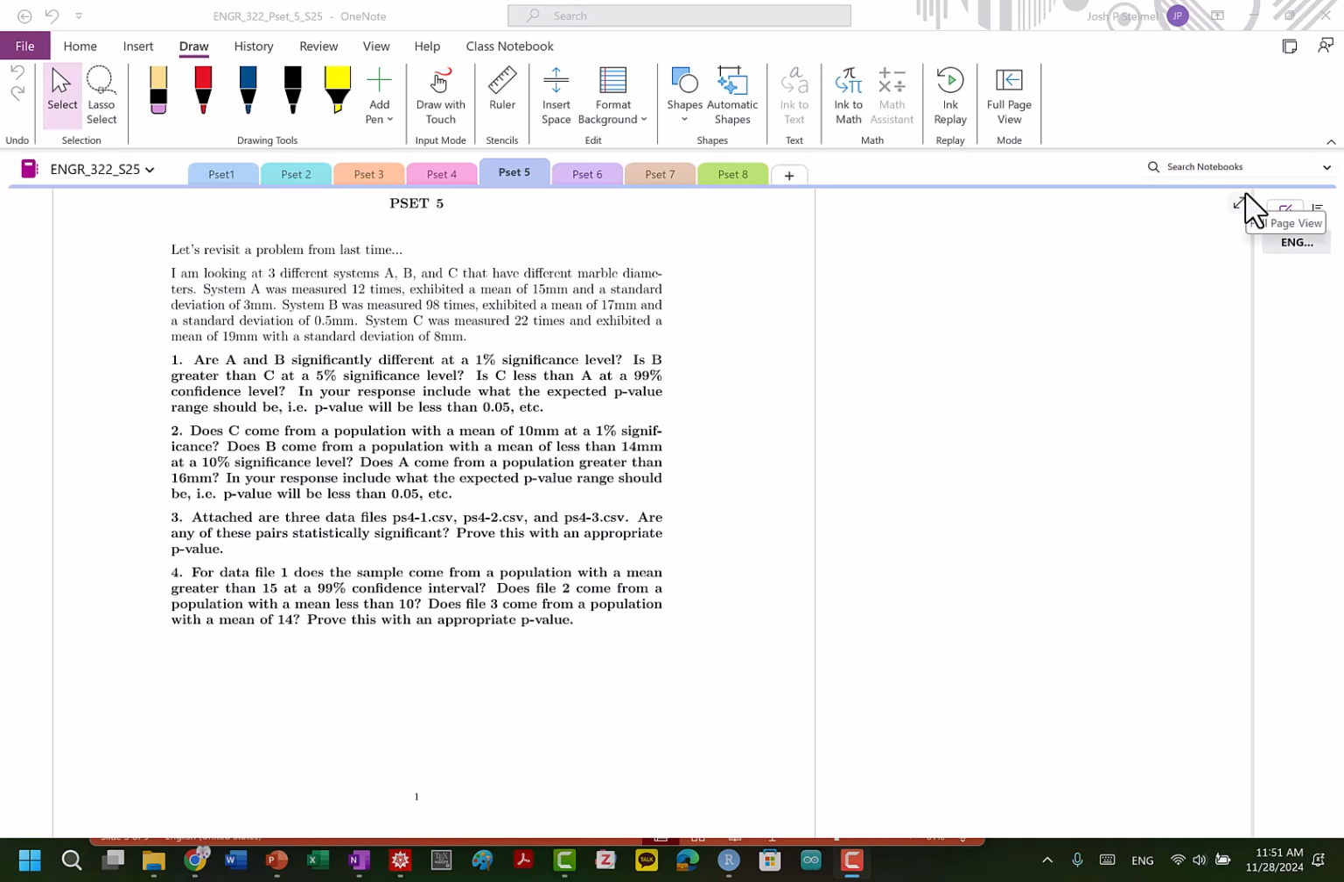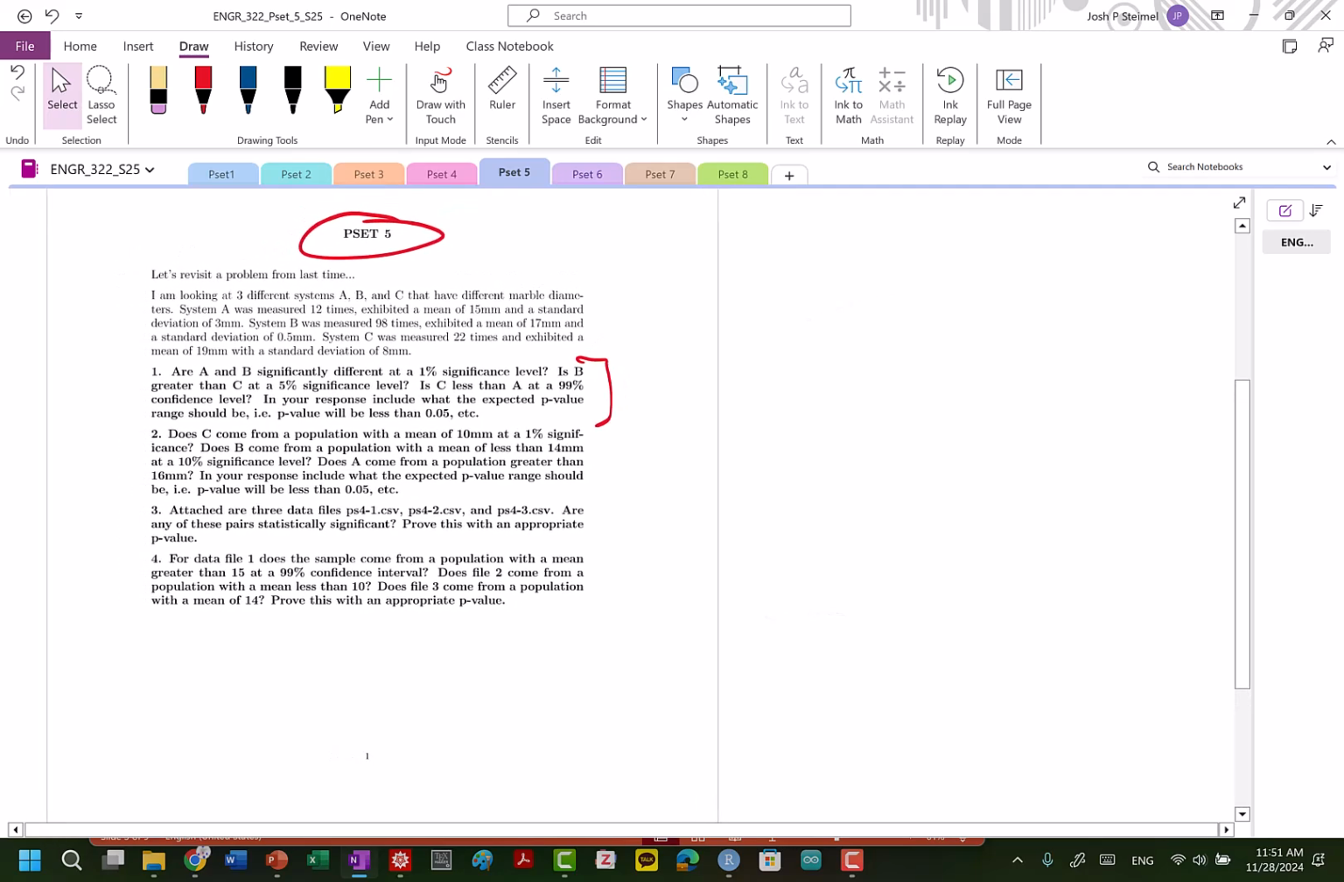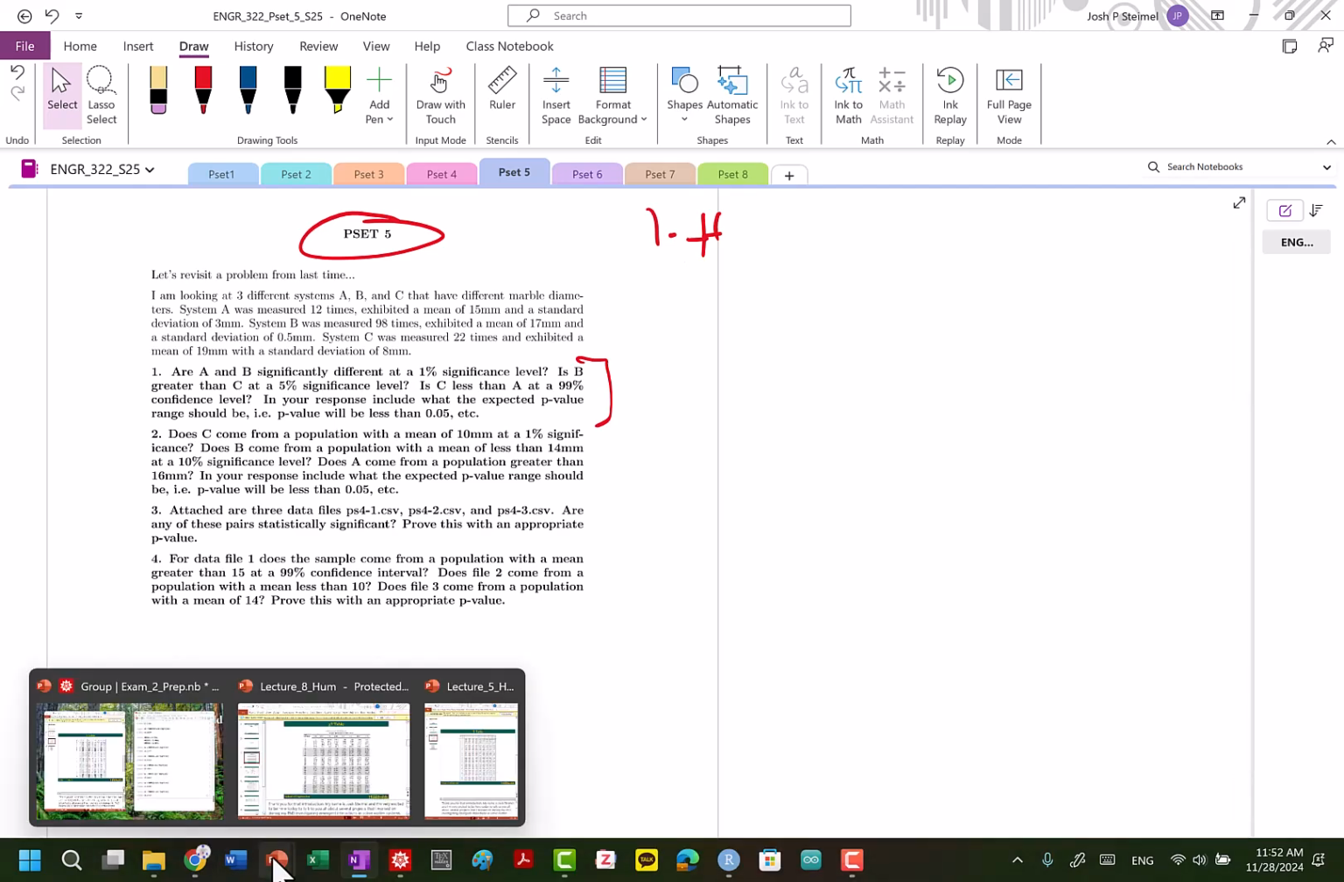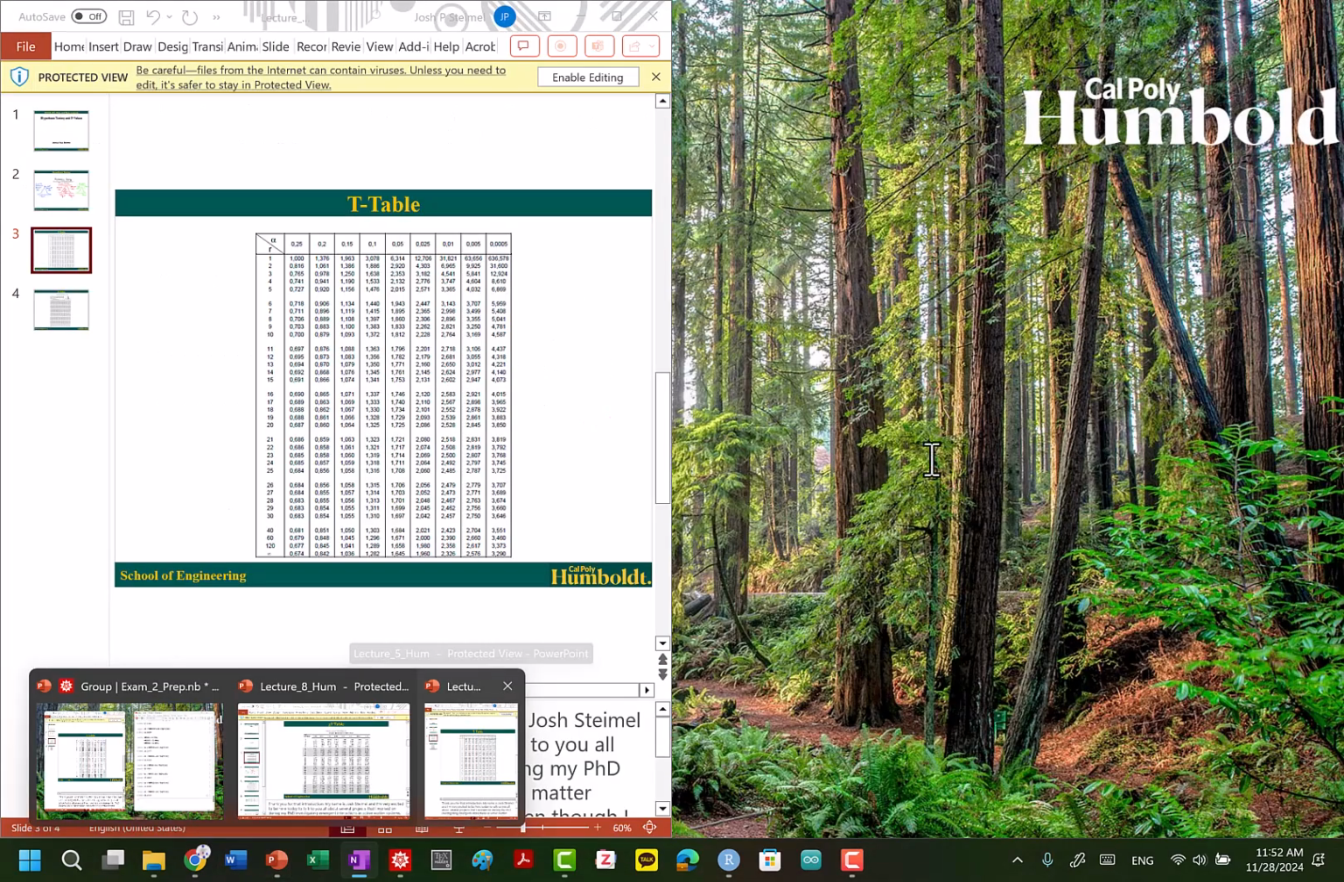All right, everyone, we are back and we are going to do our problem set 5 solution video. So we're looking at the systems A, B, and C, and then we're asking whether they are significantly different at this confidence level. Let's walk through them. We're going to be doing hypothesis testing, so we're going to have to pull out our lecture 5, excellent, which we've got right here.